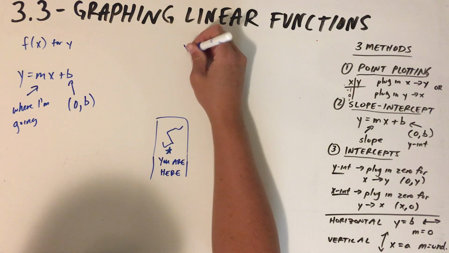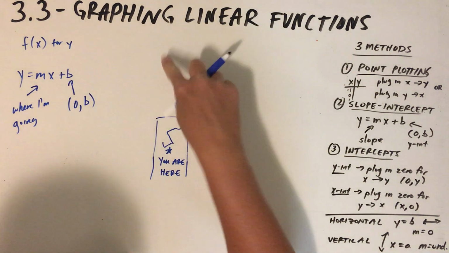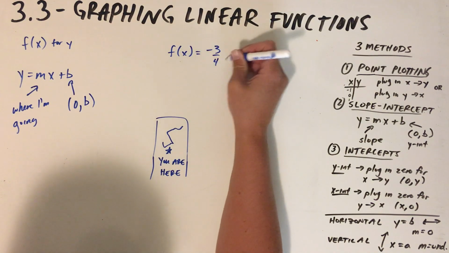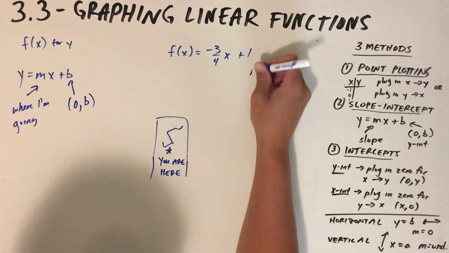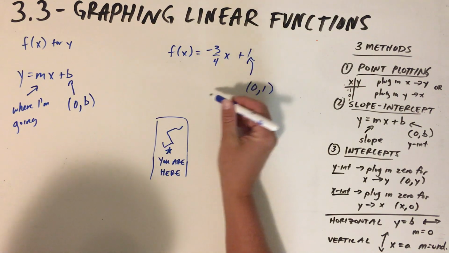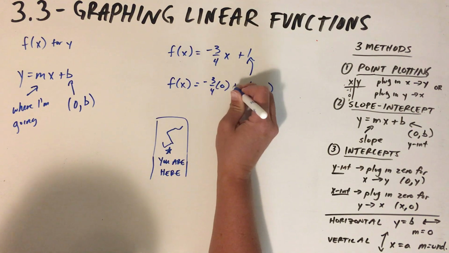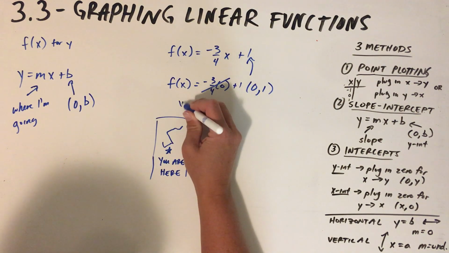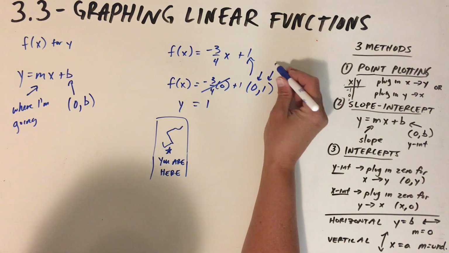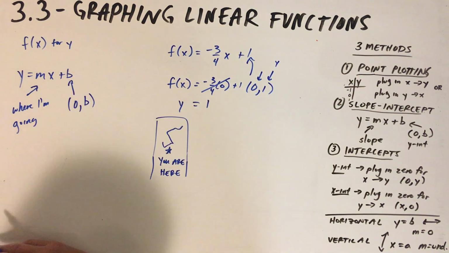So if I have y is equal to, let's do f of x, which is the same thing as y. Let's say f of x is equal to -3/4 x plus 1. Well, right here, this is my "you are here" point. This is the point 0, 1, because if I substitute 0 right here, then f of x, or y, is 1. So my x value is 0. When my x is 0, my y is 1. So this is my "you are here" point. That's the way I like to think of b.